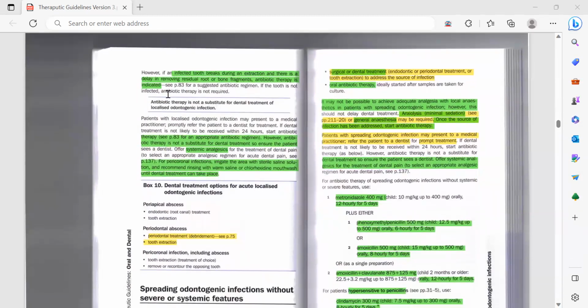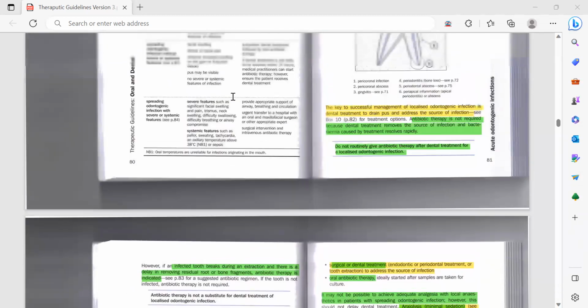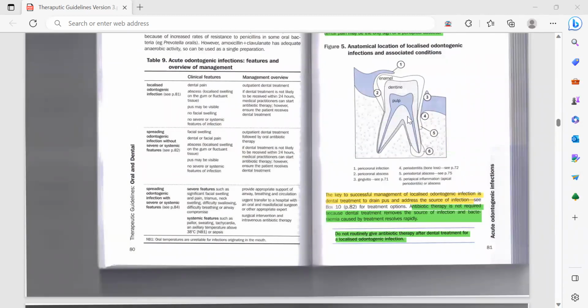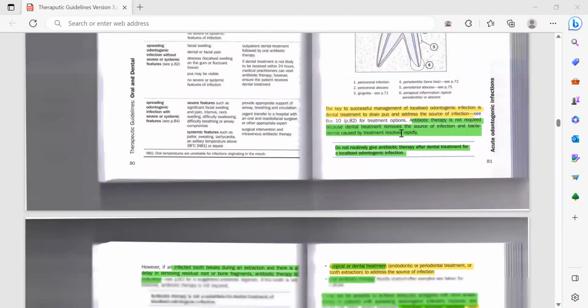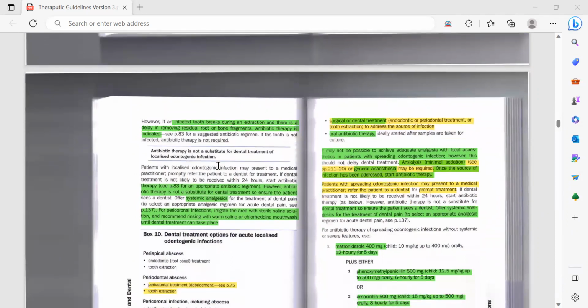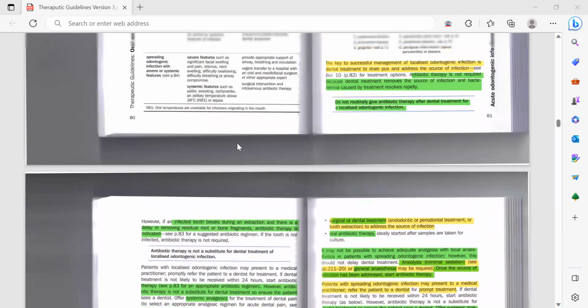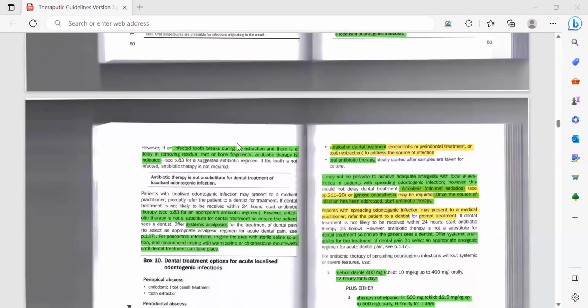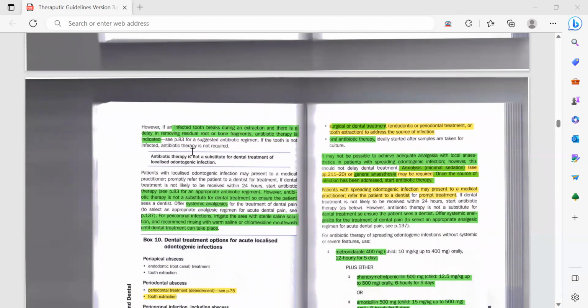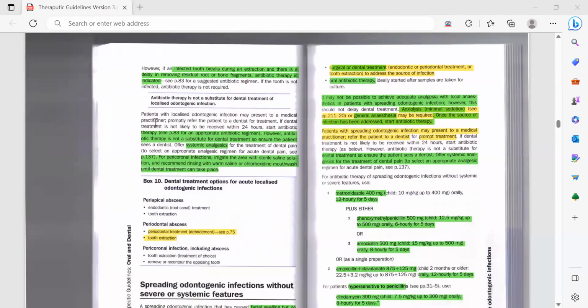If the tooth is not infected, antibiotic therapy is not required. Okay, so for example, if the tooth was not infected to start with, there was no infection in the root part, then you do not need to prescribe the antibiotic. But if there is infection, then you need to prescribe the antibiotic to the patient. This is a bit controversial from the exam point of view, but just keep in mind, if there is any infection in the tooth, or you can see it in the x-ray, or there is any point that they have mentioned that there was an infection, then you must prescribe the antibiotic to the patient.